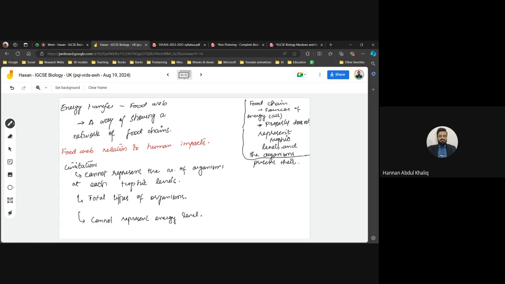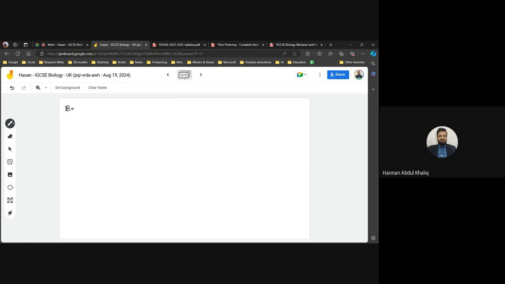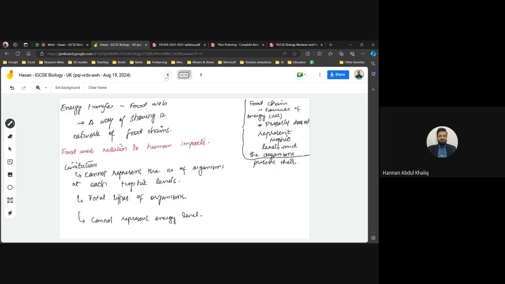So that is why we have many limitations in food chains and food webs: they cannot represent an environment, and they cannot represent the true intensity of some things. For that purpose, what do we need to do? We need to go to the biological pyramids.